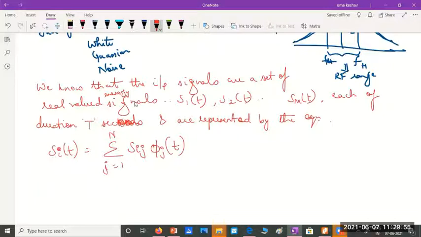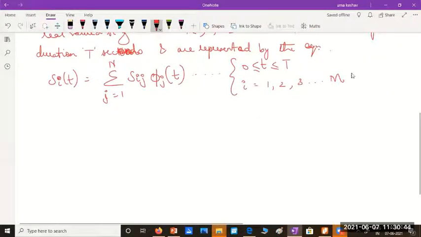Each finite energy real valued signal Si of t, say S1 of t, was defined as summation S1j phi j of t, right? This is how we used to define it. And what is the value of t here? T would range from 0 to capital T, one time period. And I can take the value 1, 2, 3, so on till m. J we have already written here, so I need not write it exclusively. J takes the value from 1 to n.